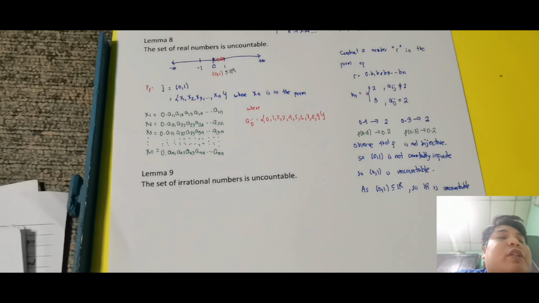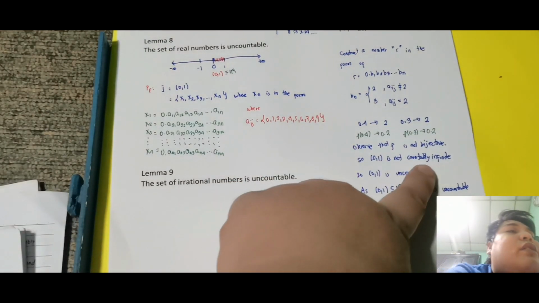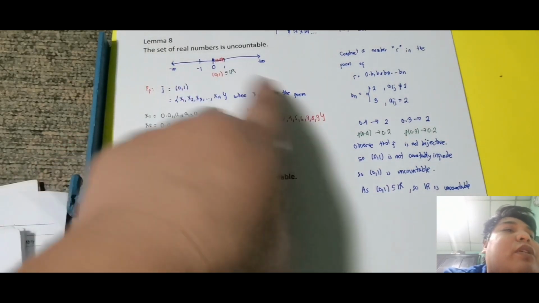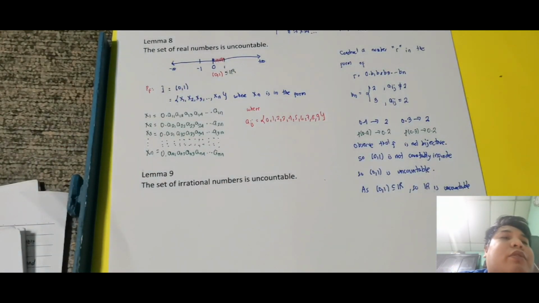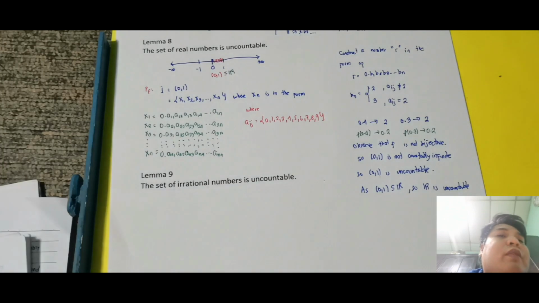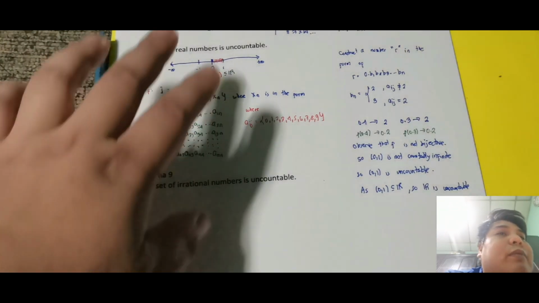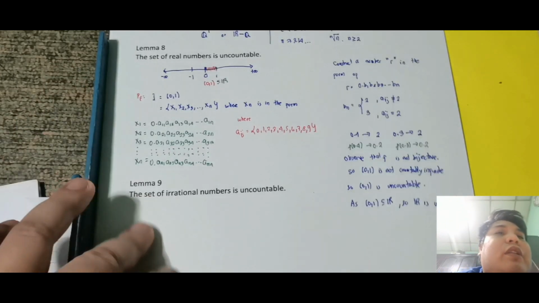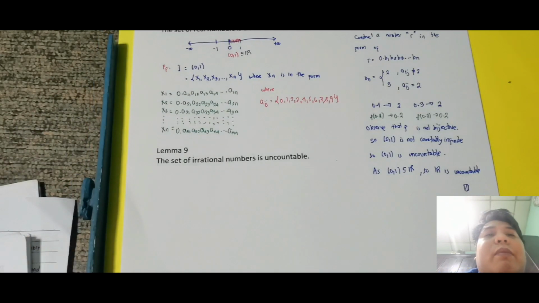So observe that since it is not 1-to-1, therefore it is not bijective. Since 0, 1 is not countably infinite, therefore 0, 1 is uncountable. Since it is only a subset of the real numbers, therefore R is uncountable. So in other books, this will also be the proof, I know. So I hope you understand. At least I proved it, you no longer need to think about it. Next, let's have lemma number 9.